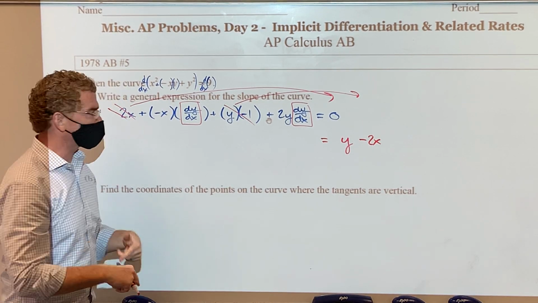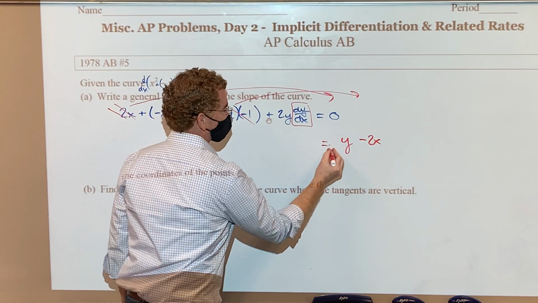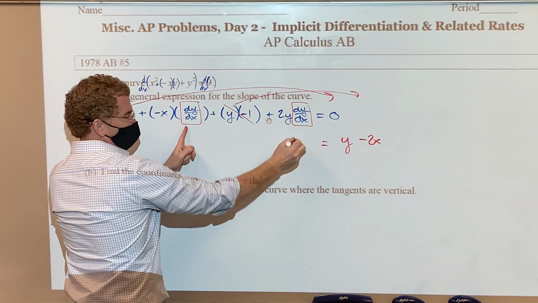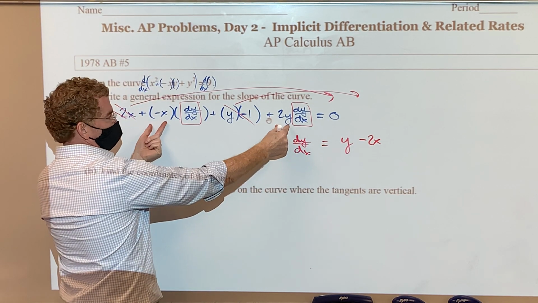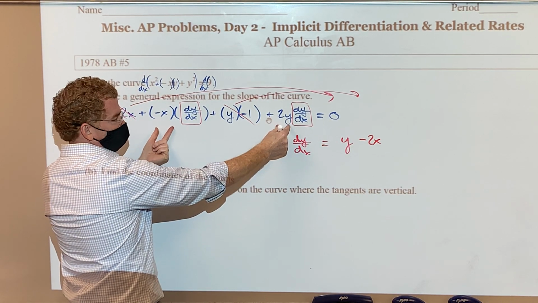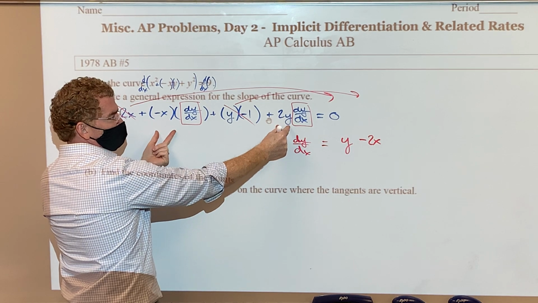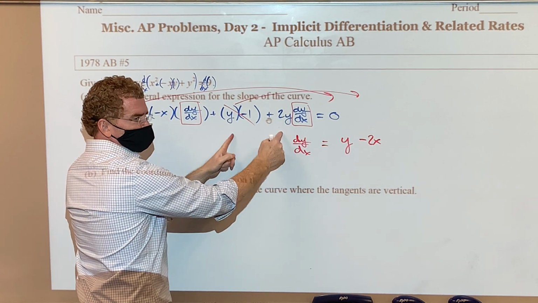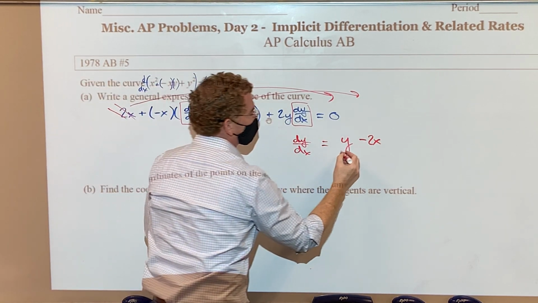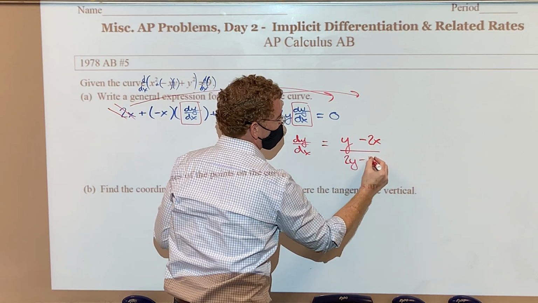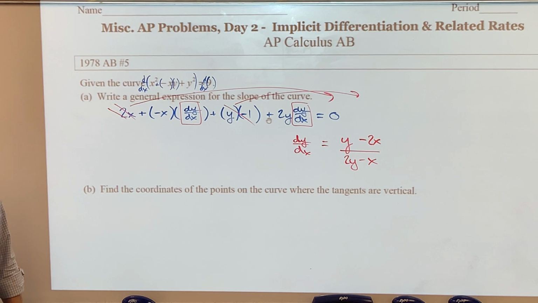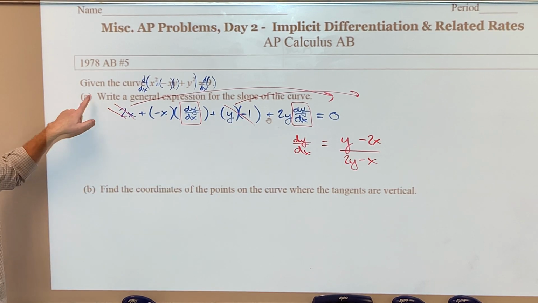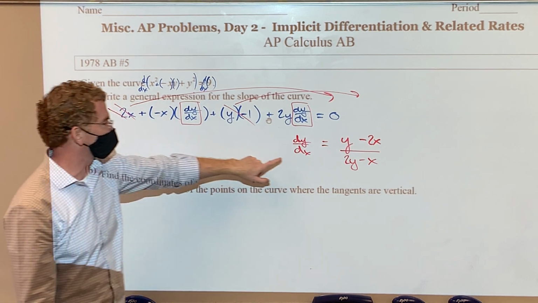And then in one step now, I'm going to factor out the dy/dx. And if I did, what would I have left? Negative x plus 2y. So I would have a negative x plus 2y there, and then I would divide both sides by negative x plus 2y. I would probably write it like that instead, but whatever. And that's how I answered the question. That is a general expression for the slope of the curve.